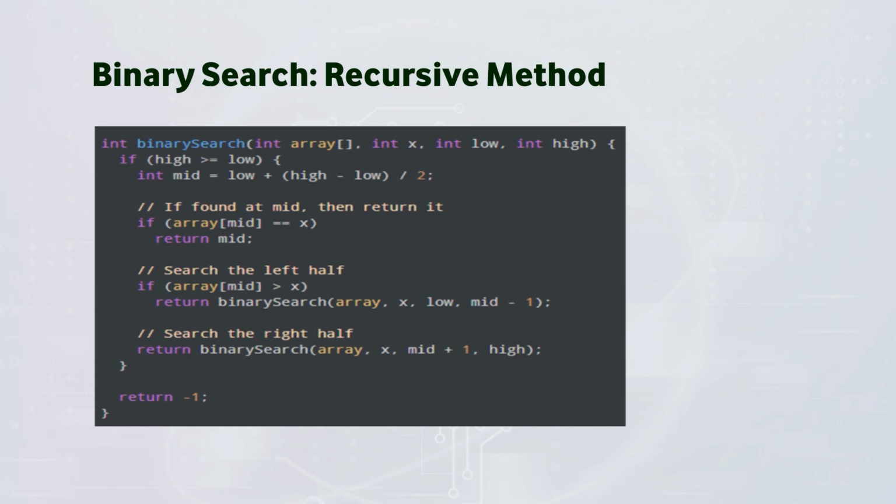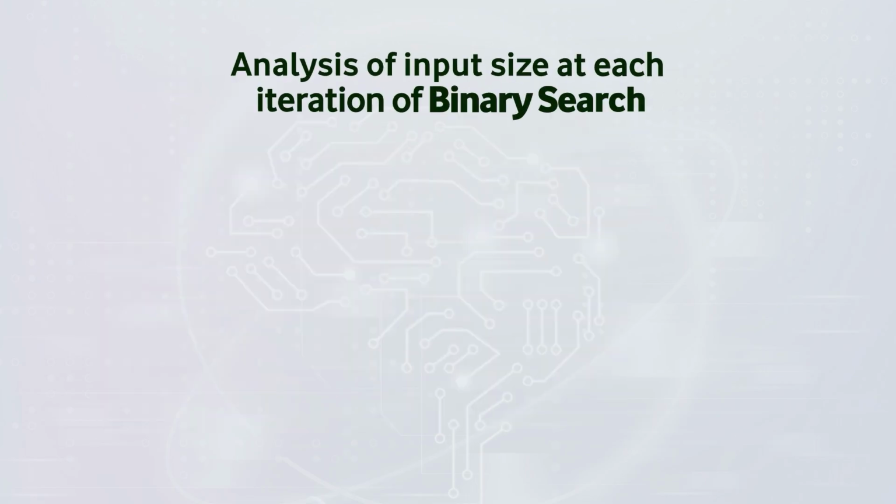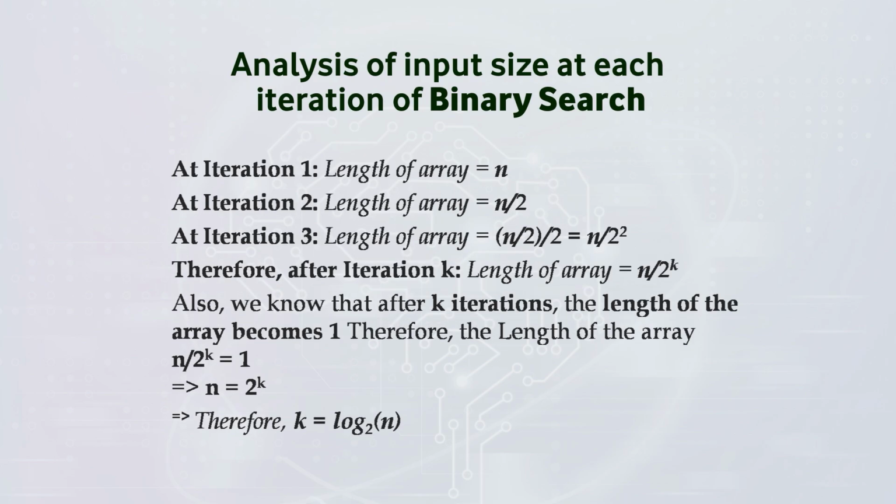So, how did that value log n come about? At iteration 1, the length of the array equals n. At iteration 2, it considers the left half or right half, so the array size becomes n by 2, then n by 2 to the power 2, and after the kth iteration the array length is n by 2 to the power k. We know that after the kth iteration the length of the array becomes 1. So, n by 2 to the power k equals 1, so n equals 2 to the power k, so k equals log n, which is the average case or worst case time complexity.